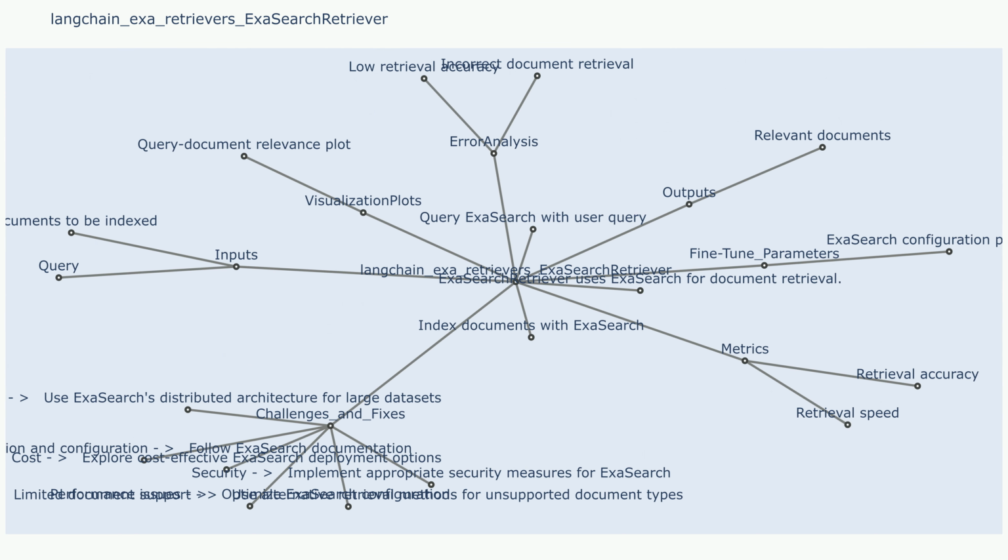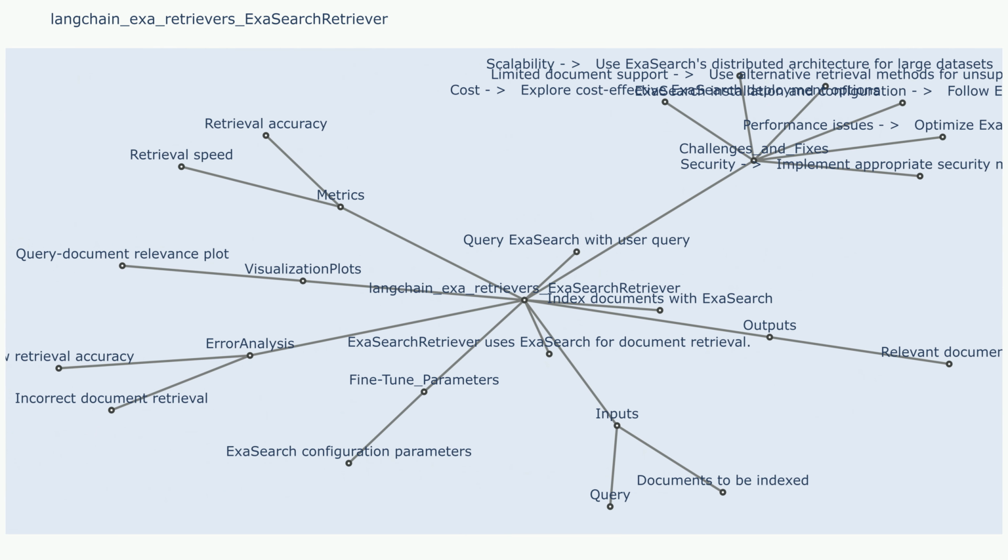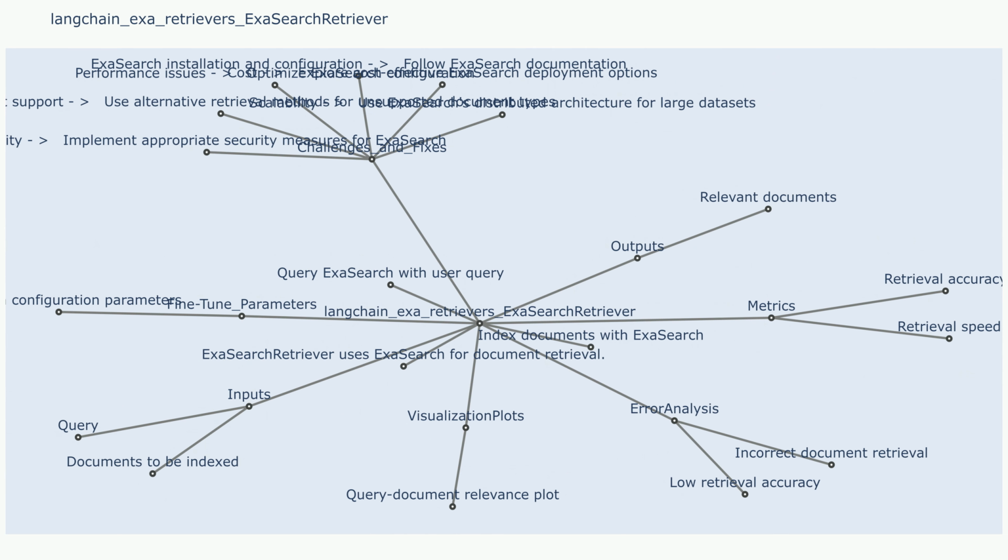Visualization plots. Relevance ranking plot. This plot visualizes the retrieved documents in terms of their relevance scores. It allows users to understand the distribution of relevance scores and identify the top-ranked documents. Document similarity heat map. This heat map visualizes the similarity between the query embedding and the document embeddings. It provides insights into the relationships between documents and the query.